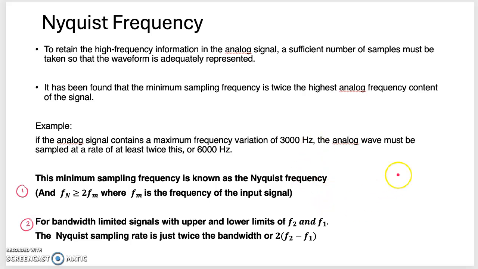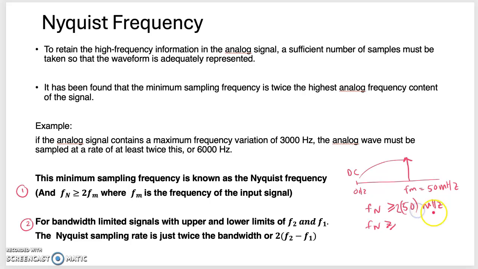So what this means is that for the first condition, we are assuming that the signal starts from 0 or DC, 0 Hertz, up to FM frequency. Maybe FM is 50 megahertz. So the Nyquist law, or the Nyquist condition, tells us that Fn needs to be equal or greater than 2 times 50 megahertz, so it's going to be greater than or equal to 100 megahertz. So this is for the first condition, where we assume that the signal starts from DC and has signal up to FM, 50 megahertz.